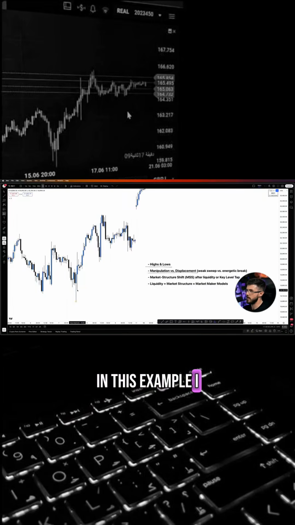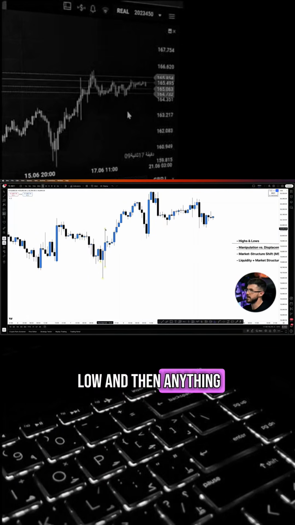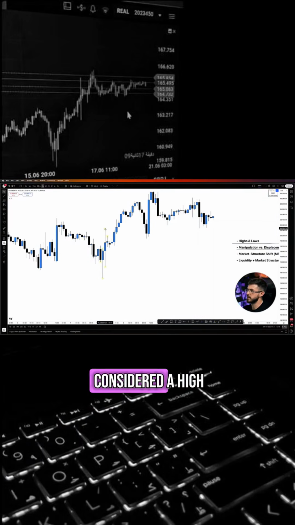In this example, I want you to pay attention to anything that has a higher low on either side of it, meaning we have a 3-candle formation. This candle is the lowest low. We have higher lows on either side. That is considered a low. And then anything that has a lower high on either side of it, well, that candle is considered a high.